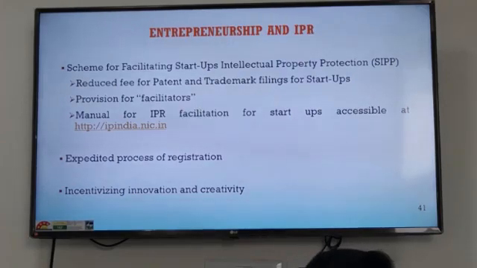You can look at that manual, and there is lots of other information that is available. For startups, there's also an expedited process of registration, basically to incentivize innovation and creativity.